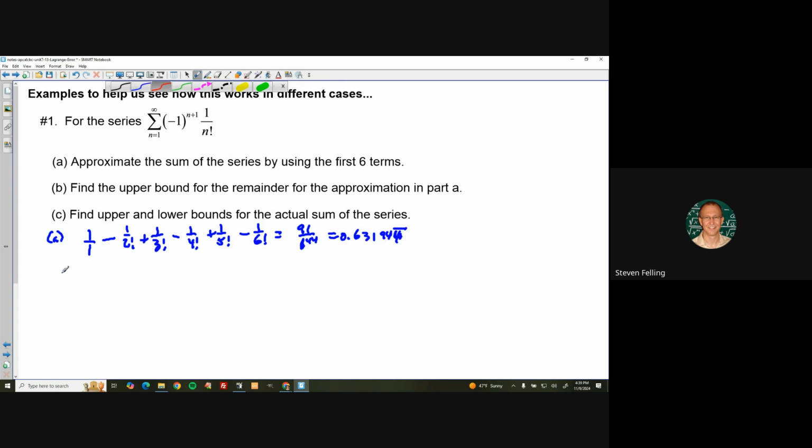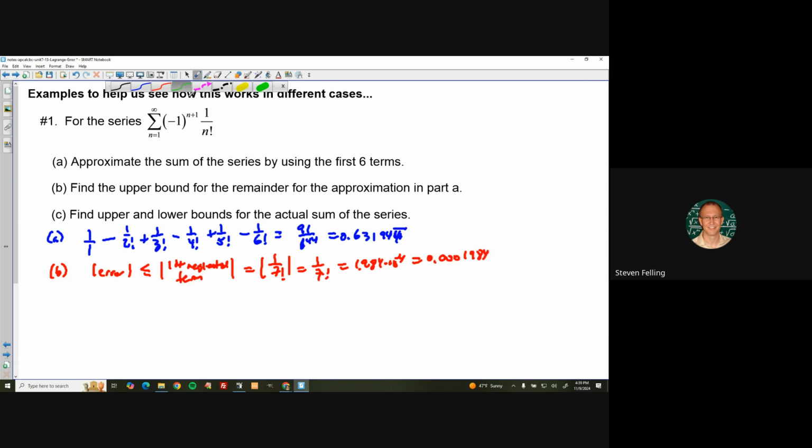Then for part B, find an upper bound for the remainder. In this case, we can say the error, or the remainder, is less than or equal to the first neglected term. I would actually write that, even on the AP test, if I was answering this, which is equal to the next term, the absolute value of 1 over 7 factorial, or just 1 over 7 factorial, which is 1.984 times 10 to the negative 4th, or 0.00019884. So this sum is different from the actual sum by no more than this amount.